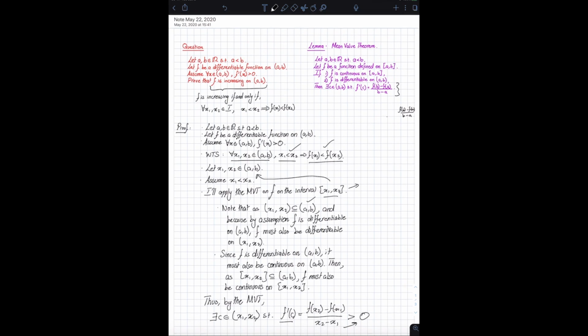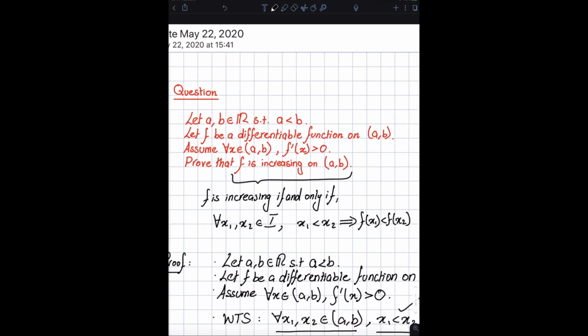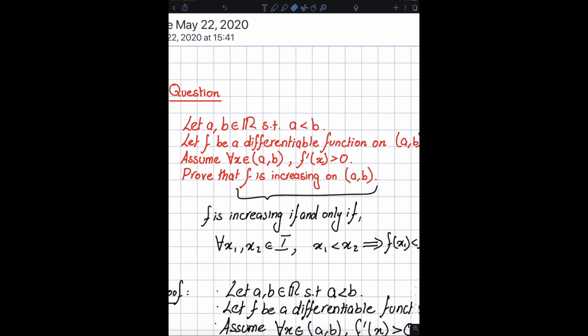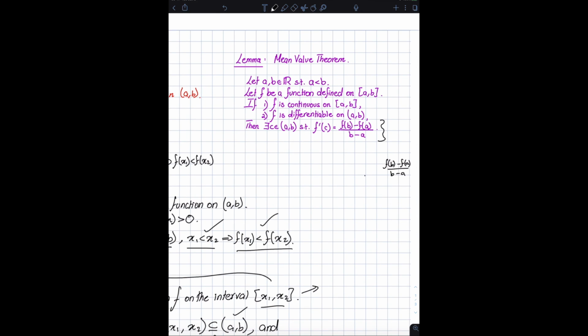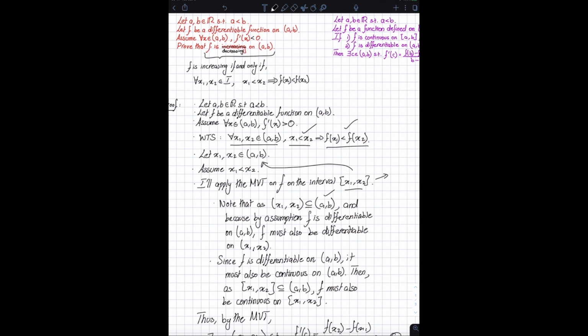As a challenge, what I will leave you with is, if I just modify this question a little bit, what I would ask you to do is prove this. Instead of saying that the derivative is positive, let's say that the derivative is now negative, and what I want you to do is prove that f is decreasing on the open interval a comma b. You will have to come up with the definition of a decreasing function, like what does it mean for a function to be decreasing. And you will still be using the mean value theorem, and you'll see that the rest of the proof pretty much remains the same.